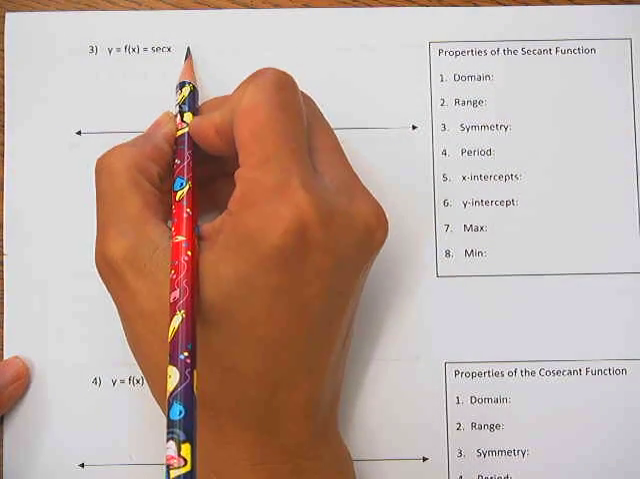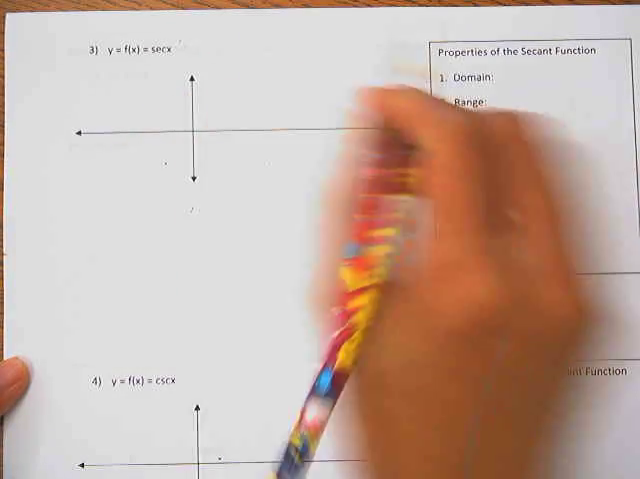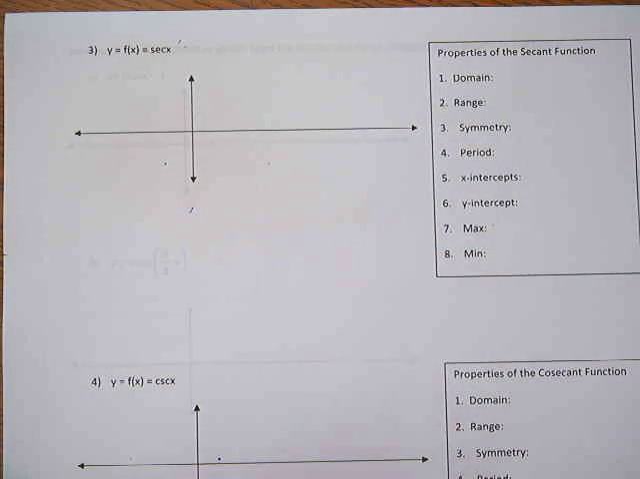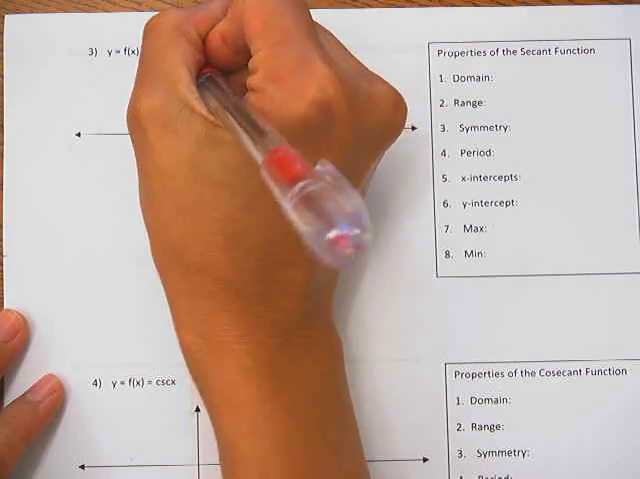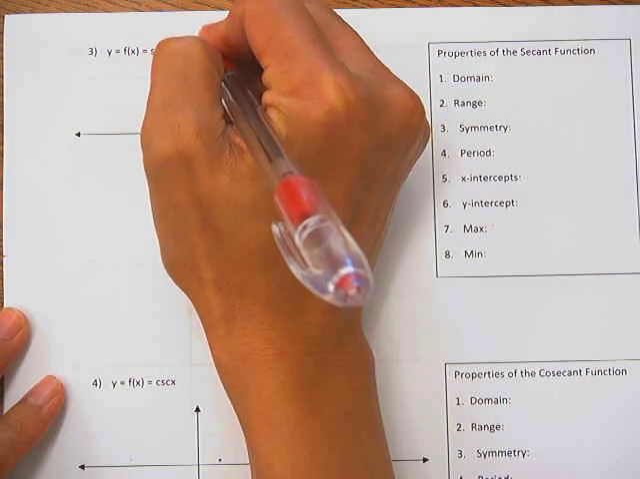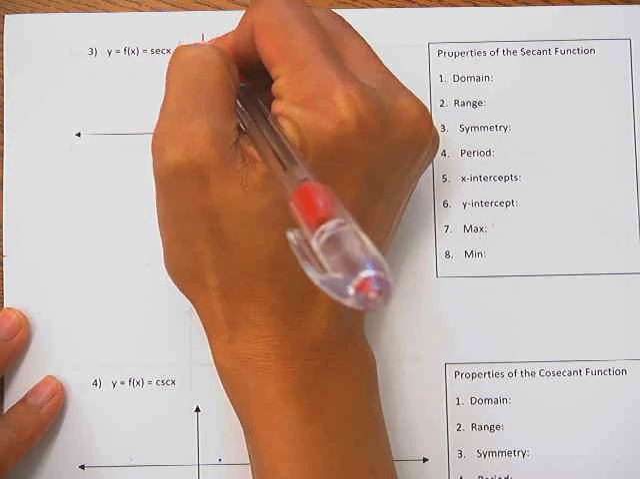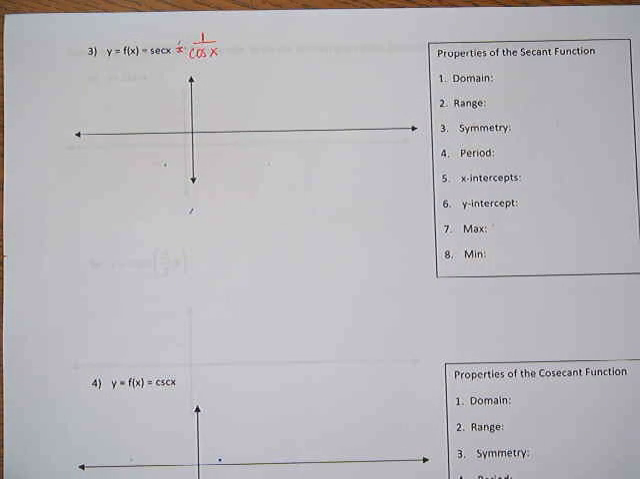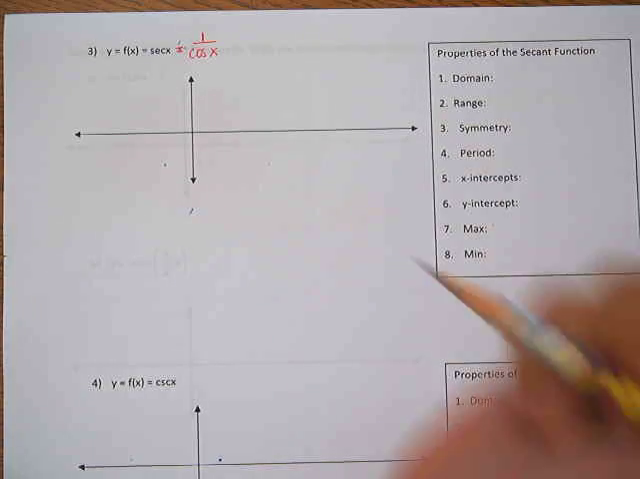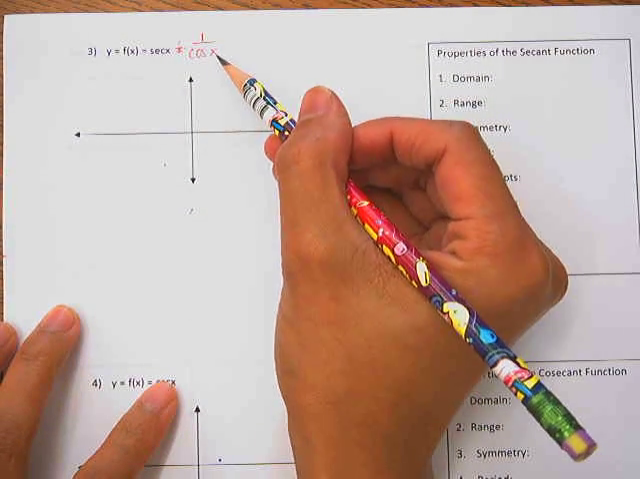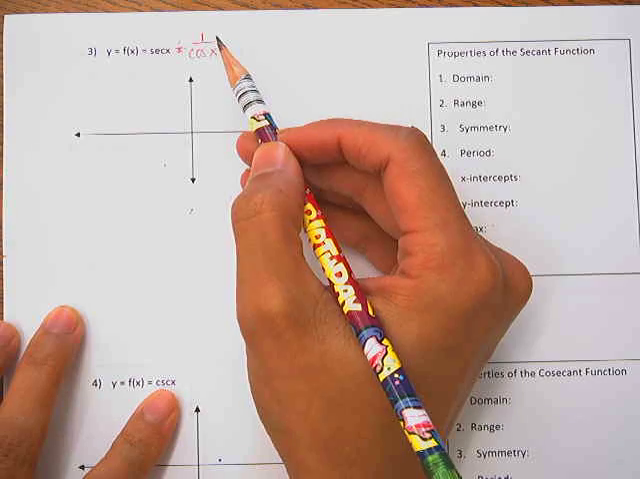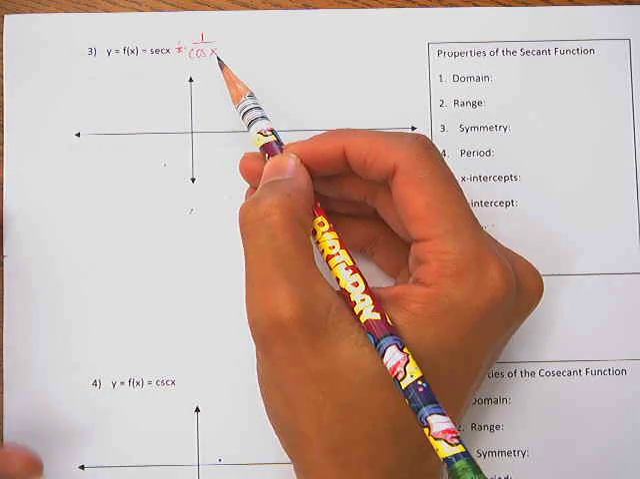Would you agree then, y equals, oops, this pencil is broken, so let's just use a red pen. Secant of x is the reciprocal of cosine. Your calculator doesn't have a secant button, but you can calculate a secant value by dividing 1 by cosine. Calculate the cosine value first, then take 1 divided by that value. That's what it means by reciprocal.